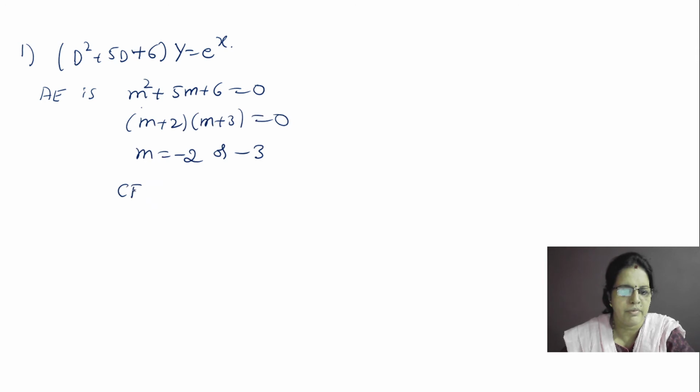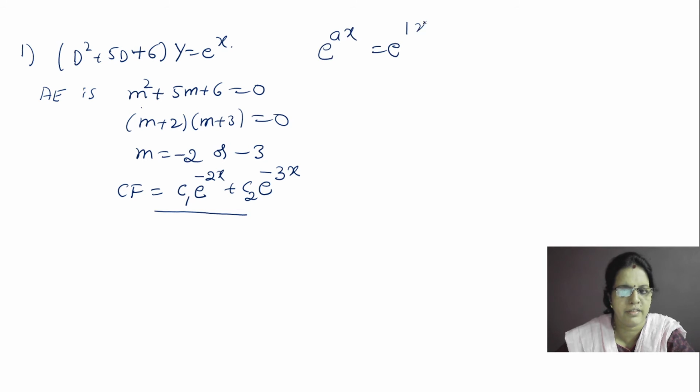So the complementary function is, what is that? C1 into e power m1x, minus 2x. Then another constant into e power minus 3x, like that. So no root repeats here. So it is like this. Then check this one. This is e power ax. That is e power 1x, e power 1x, and a equal to 1.